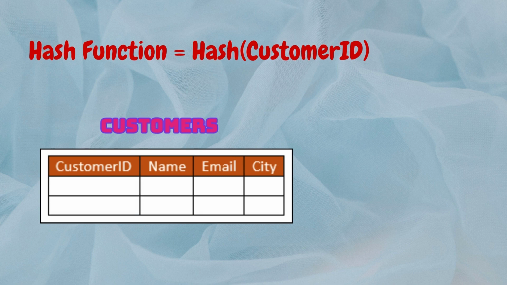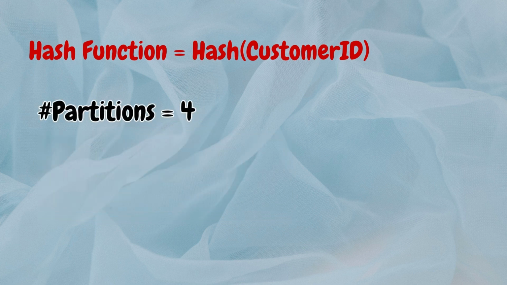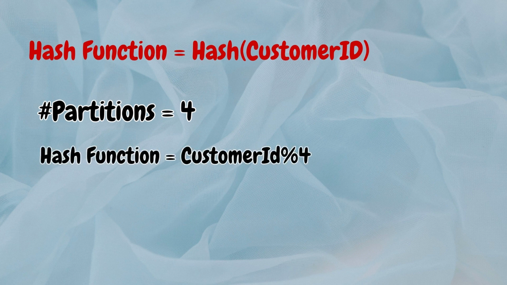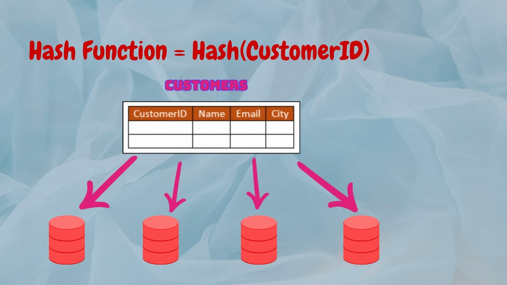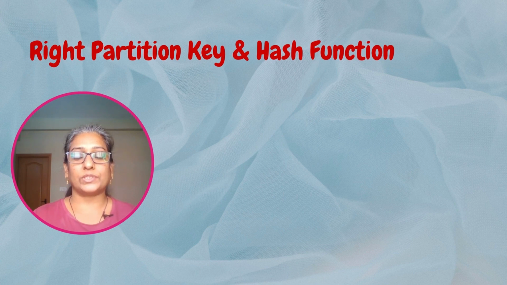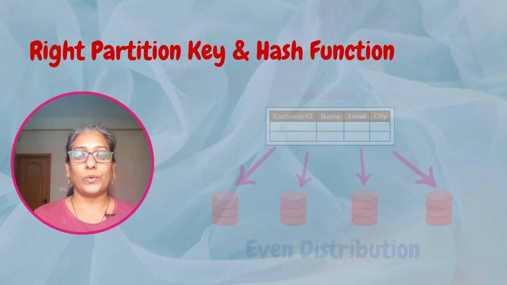The partitioning process involves the following steps. First step, determine the number of partitions. Let's say we want 4 partitions. Second step, define the hash function. Choose a hash function for the customer ID column. Lastly, apply the hash function to each customer ID. This way, each customer record gets assigned to a partition based on its hashed customer ID. Choosing the right partitioning key and hash function is vital in hash partitioning to ensure the data is distributed evenly.